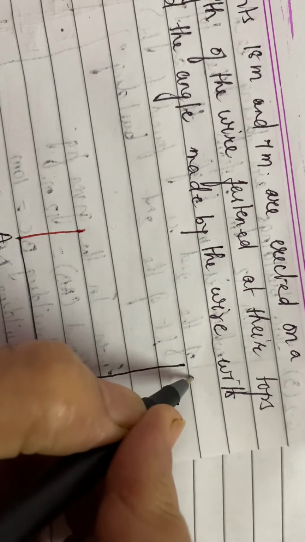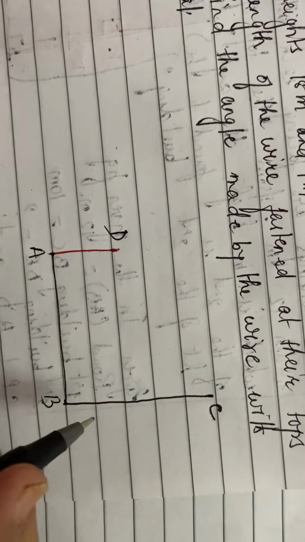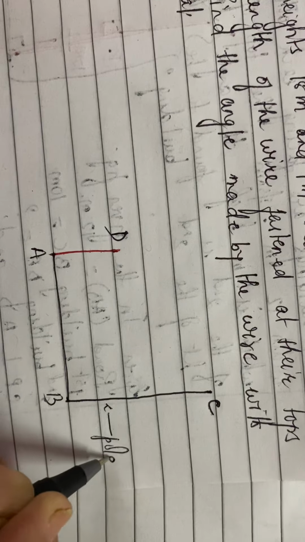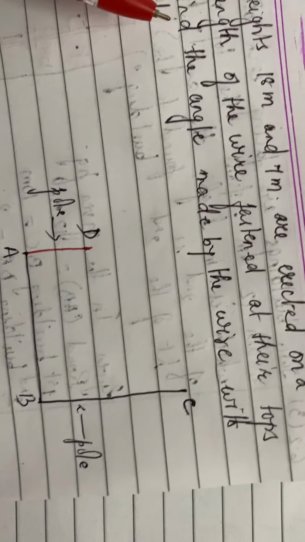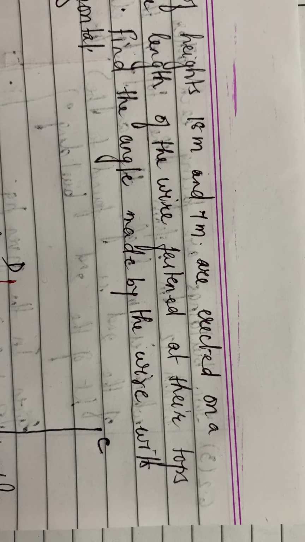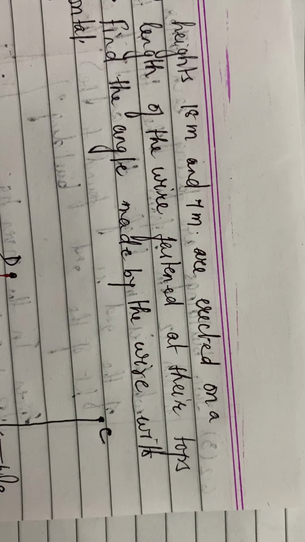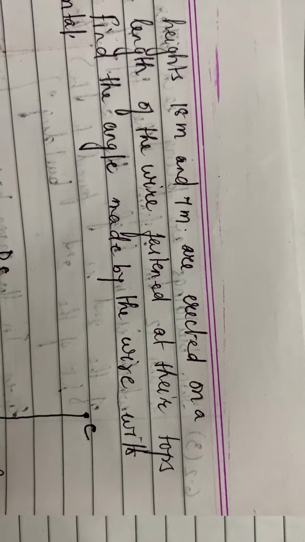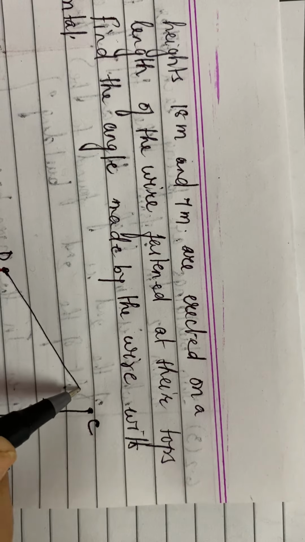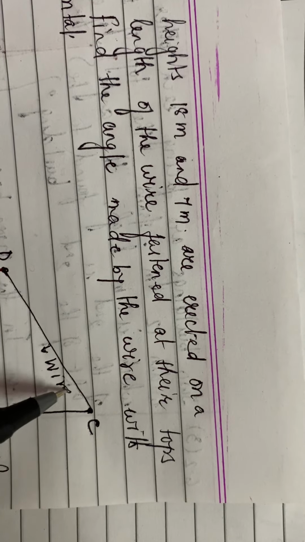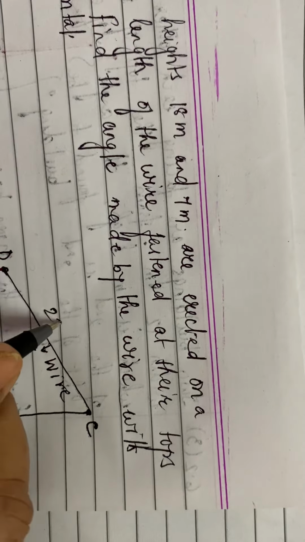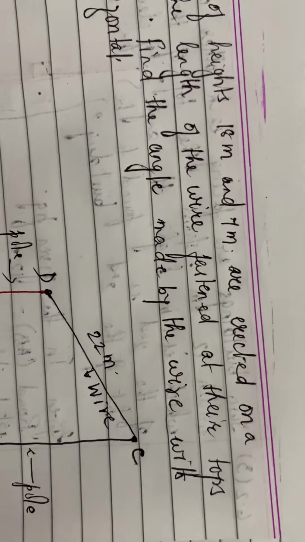So here we have BC and here we have AD. These are the two poles. This one is also a pole. The length of the wire fastened at their top is 22 meter. These are the tops. D and C are the tops of the two poles. So if you are going to fasten a wire, this is your wire. The length is 22 meter.